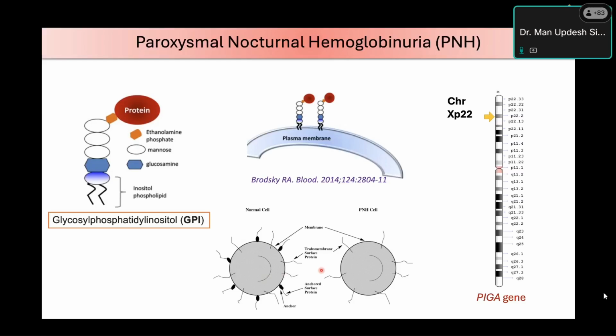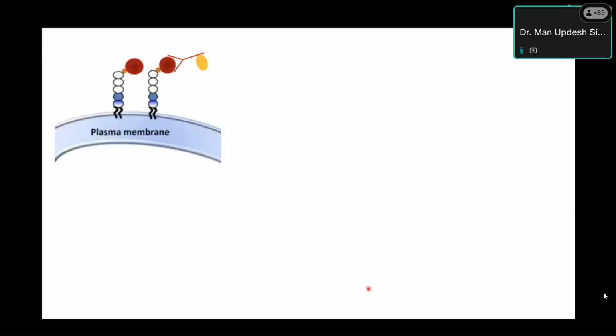So if it's a PNH clone, PNH RBCs will lack CD59 or CD55, and there might be ongoing complement-mediated hemolysis in this patient. Right. So when we diagnose, flow cytometry is the most common and presently the gold standard way to diagnose.